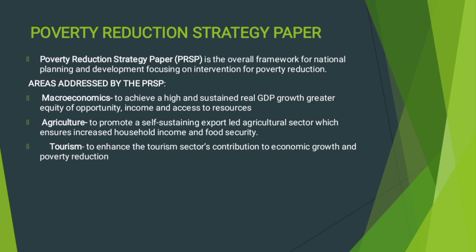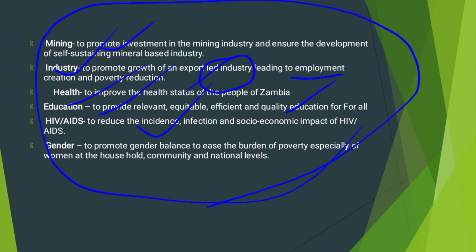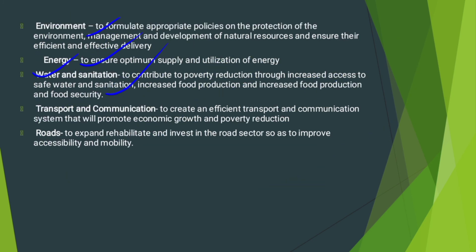Poverty reduction strategy paper. Things addressed by the government, or the plan by the government or the nation at large to intervene in poverty reduction. These are the areas addressed by the poverty reduction strategy paper. Macroeconomics, agriculture, tourism, mining, industry, health, education, HIV and AIDS, gender. Apart from gender, we also have environment, energy, water and sanitation, transport and communication facilities, then roads.